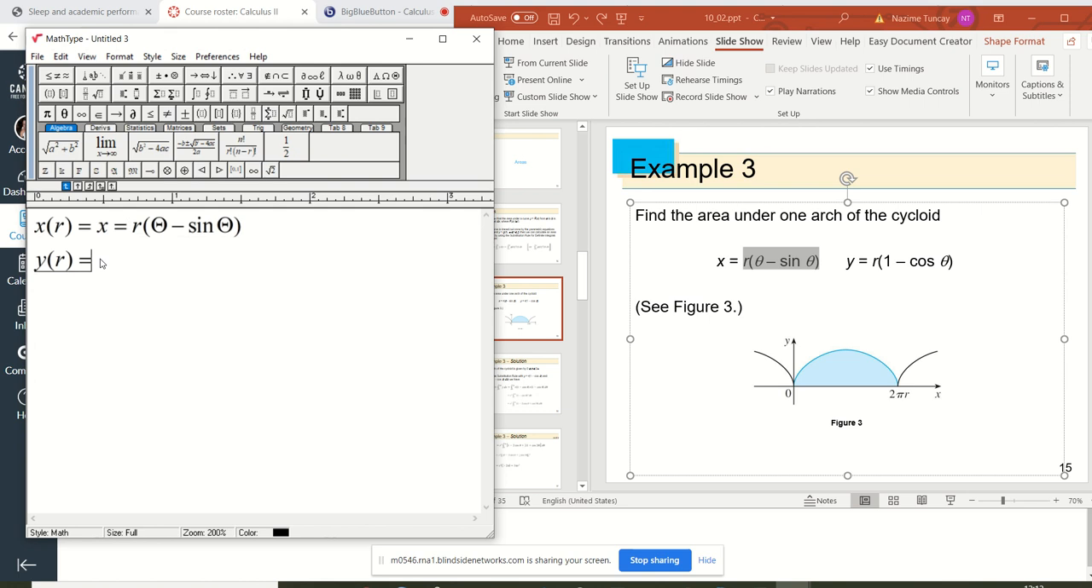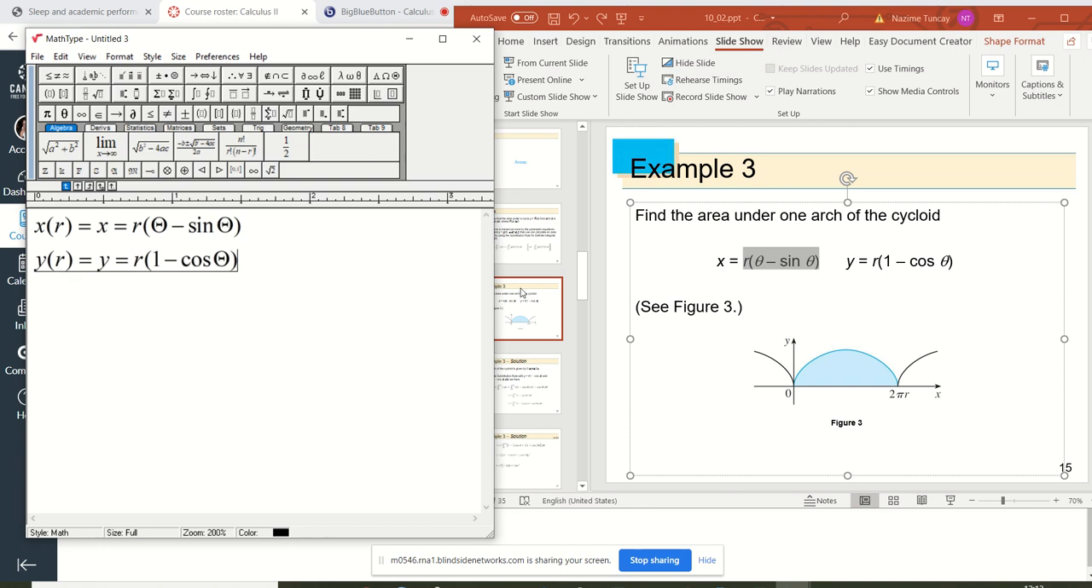And this is a function of y. We write it like this here. This is r times (1 minus cosine theta). Theta is here, 1 minus cosine theta. Good. This is a function in terms of r, this is y as a function in terms of r.